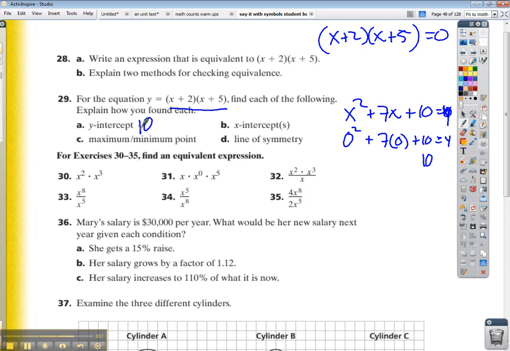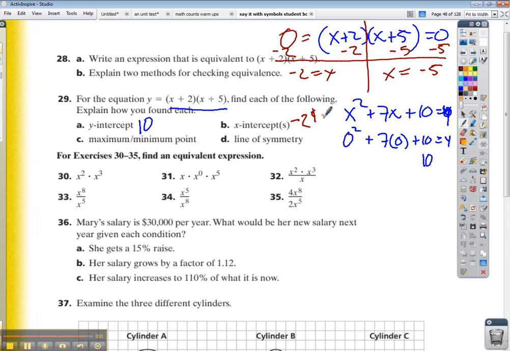For my x-intercepts, I'm going to have to use my factored form equation. I'm going to set both linear terms, because x plus 2 is a linear term, x plus 5 is a linear term, equal to 0. What's the opposite of adding 2 to x? Well, subtracting 2, so I'll subtract 2 from both sides, so I get negative 2 is equal to x, so that's one x-intercept. Subtract 5 from both sides, so x is equal to negative 5. So my x-intercepts are negative 2 and negative 5.